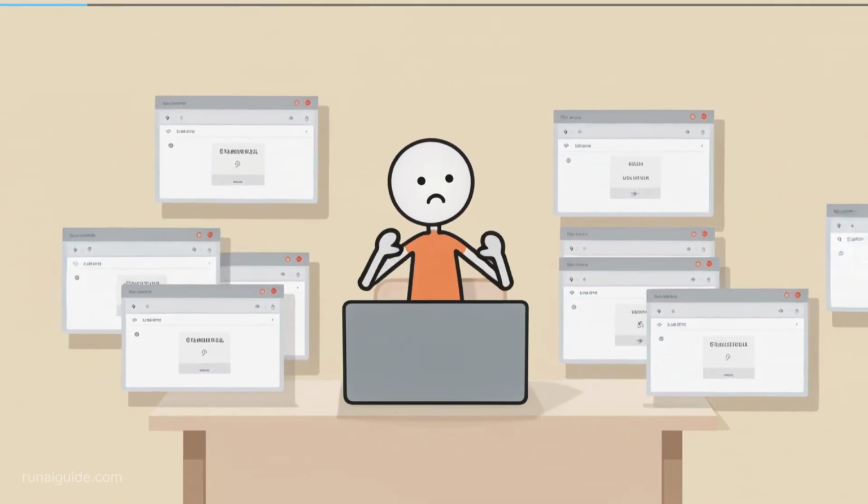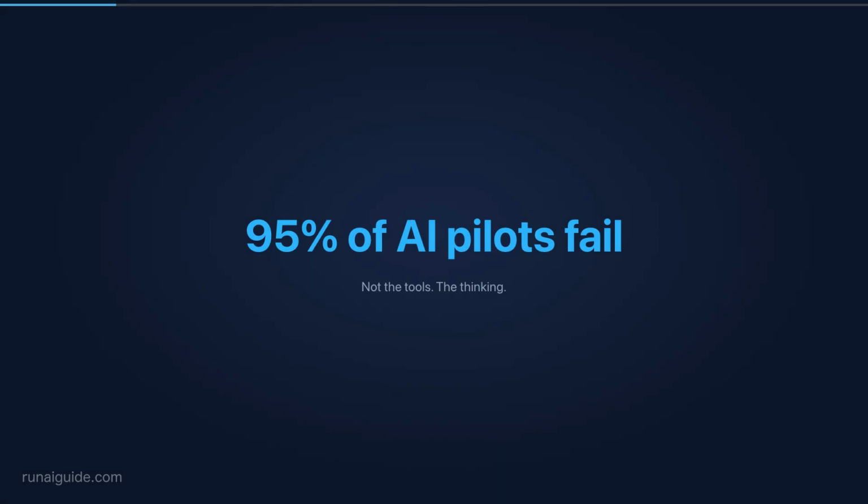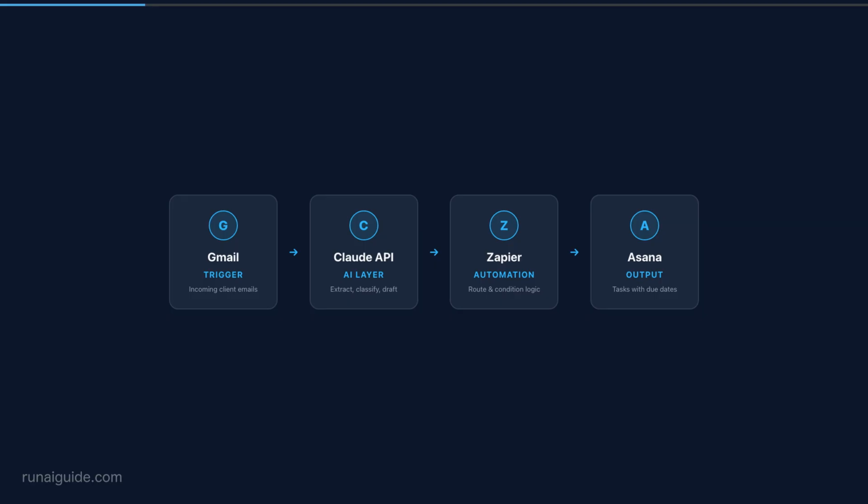Wire this up without understanding it, and the workflow breaks quietly. No error message, just wrong outputs landing in the wrong places. This is for anyone building their first AI automation, specifically a freelancer email and lead management pipeline using Gmail, Claude API, Zapier, and Asana. The problem is real.